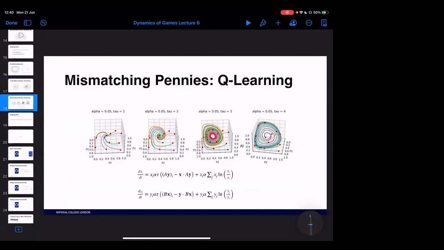But here's the thing, Q-learning, if you guys remember, was dependent on these two parameters, alpha and tau. Tau essentially encoding a measure of irrationality, or a measure of how much the agent wants to explore their actions, right? Whereas alpha was a step length. And the behavior of Q-learning is, of course, going to depend on how you choose these parameters, right?